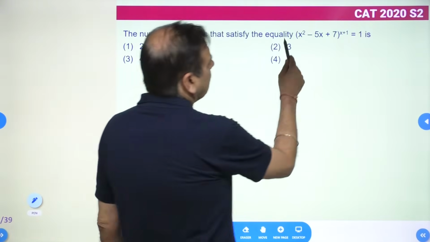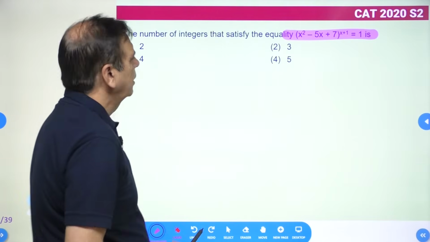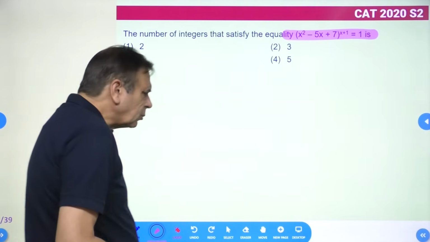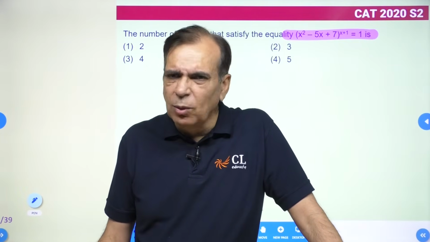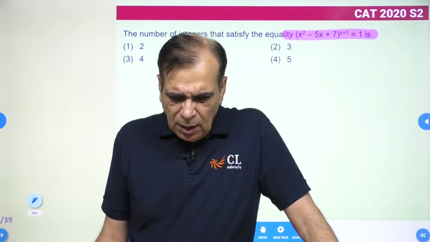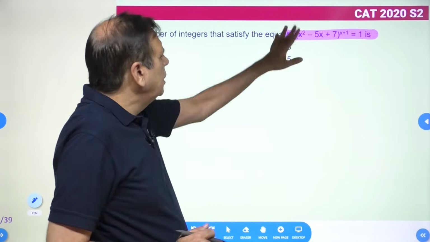The number of integers that satisfy this equation is how many? Now these are kind of questions which can be considered round 1 or round 2 depending upon how much time you take and what is the structure of the question. What is the problem in this? You have to do 2-3 things.